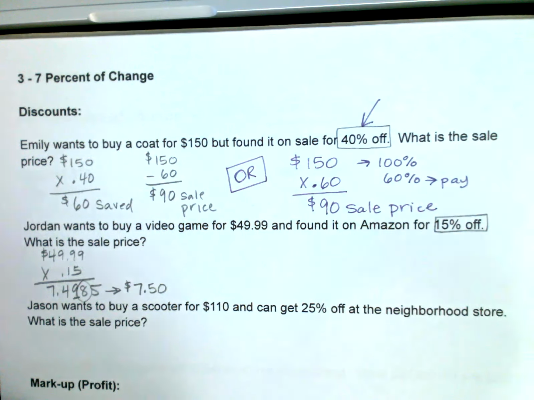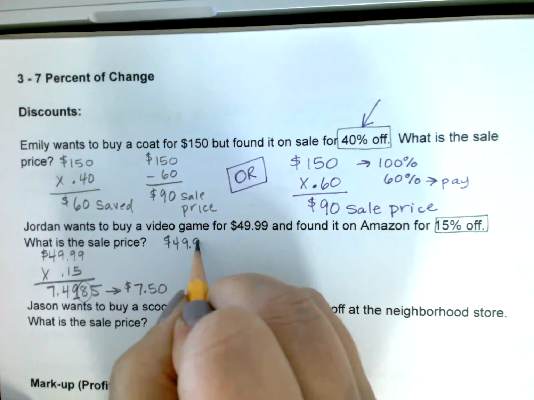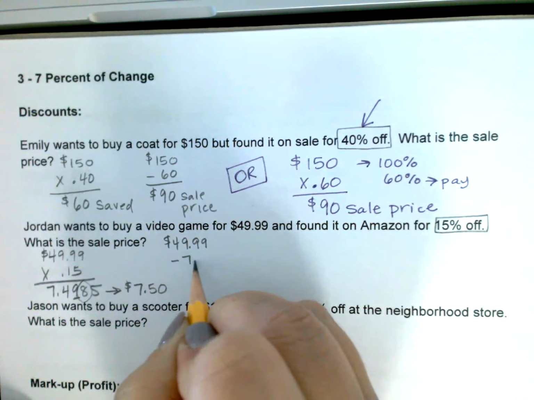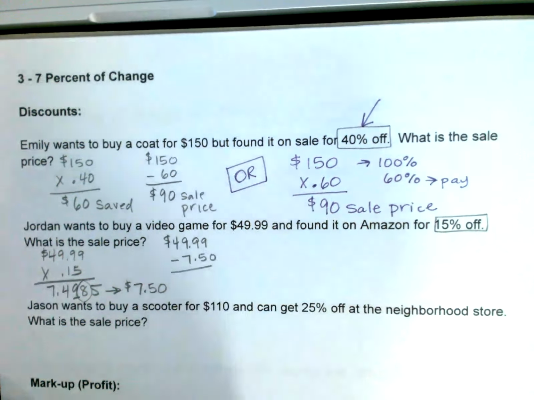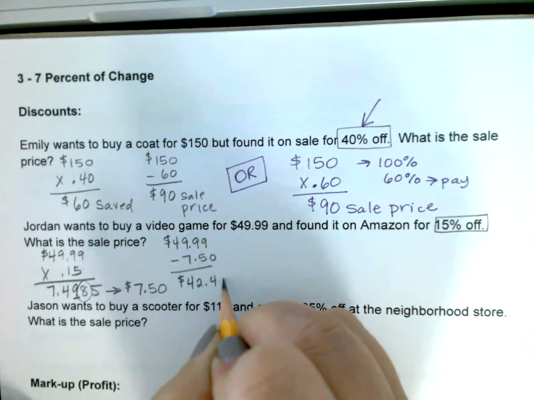But that's not what the question asked. The question asked, what is the price? So we'll go back to the $49.99, subtract the amount that he saved. Jordan would end up paying $42.49.